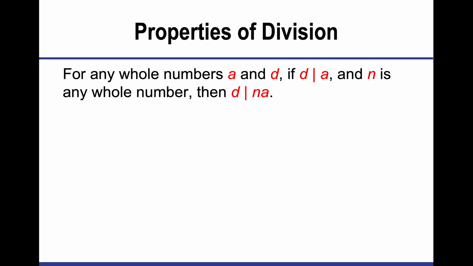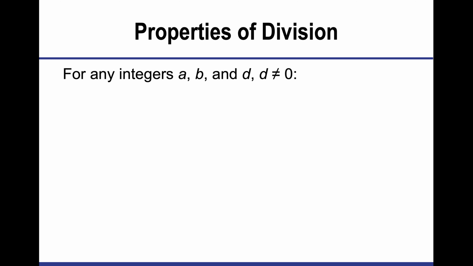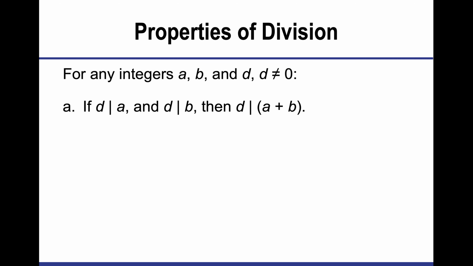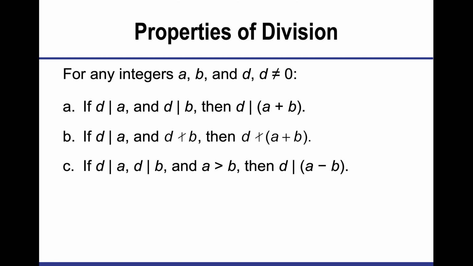Now for any whole numbers A and D, I'm going to define that if D goes into A, then D is also going to go into any number times A, which is a multiple. So N times A is just a multiple. So for integers A, B, and D, where D is not 0, if D can go into A and D can go into B, then it can go into the sum of them. If it does not go into B, then it cannot go into the sum of them.